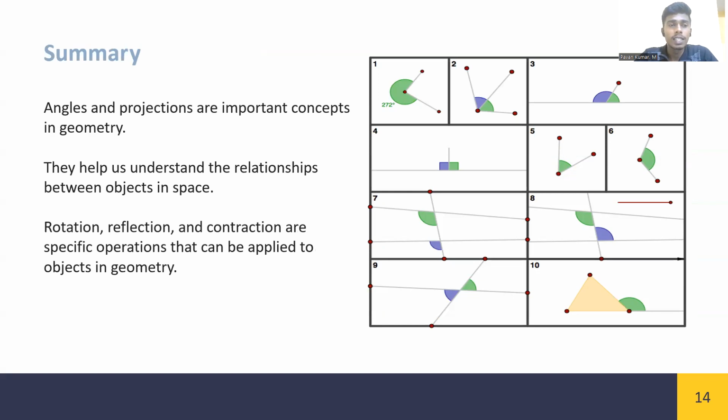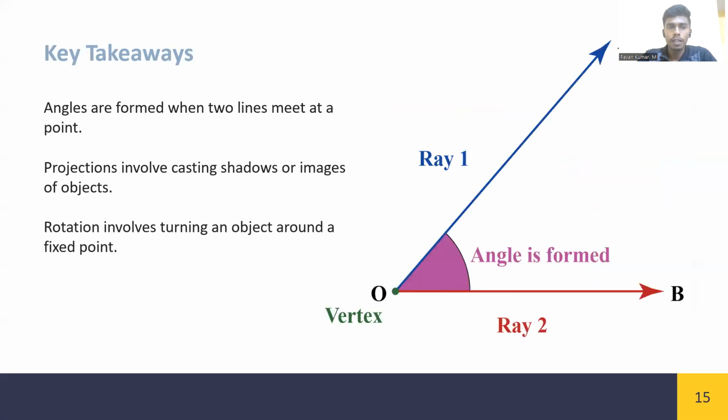Summary of this slide: angles and projections are important concepts in geometry. They help us understand the relationships between objects in space. Rotation, reflection, and contraction are specific operations that can be applied to objects in geometry.